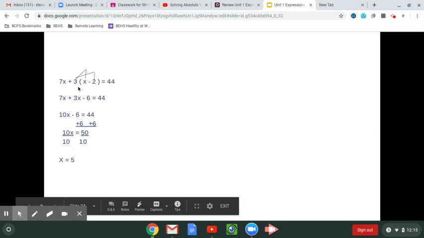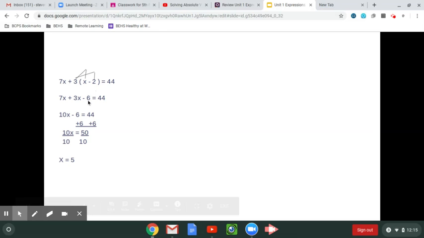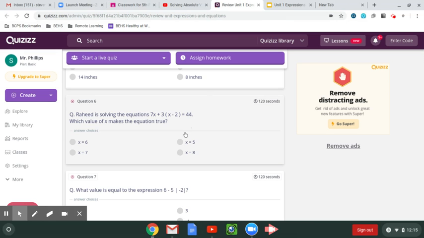The only thing I would say to pay attention to, that's a positive 3 and that's a negative 2, so that would give you negative 6. And then the opposite of subtracting 6 would be to add 6. So we're looking for x equals 5, which is right here. That would be our solution for number 6.